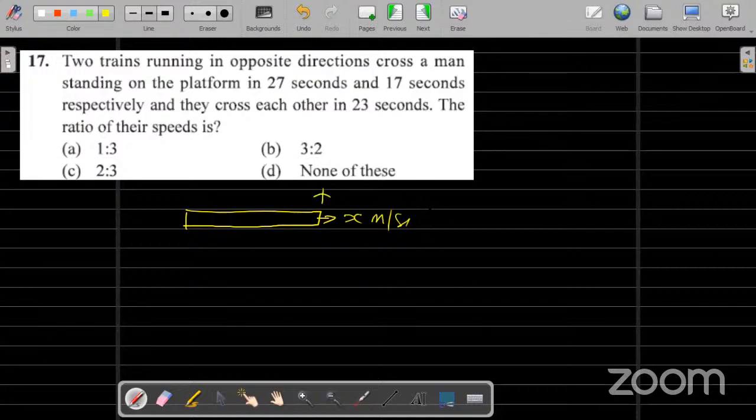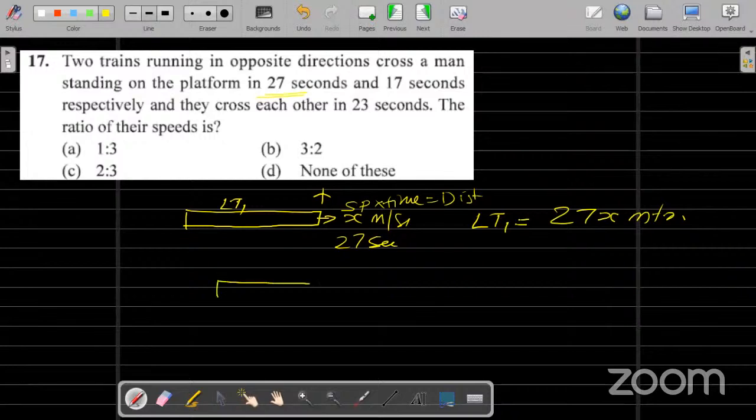It crosses a person standing on the platform in 27 seconds. So in 27 seconds, it runs the length of the train. Let the length of the first train be LT1. That is the distance traveled in 27 seconds. It is traveling with the speed of x meters per second and crosses completely in 27 seconds. So the length of the first train is 27x meters, speed into time is distance.